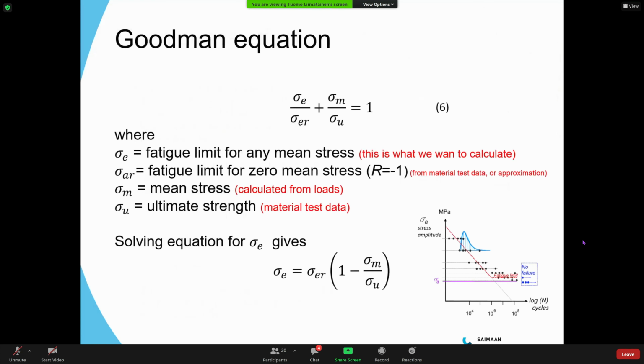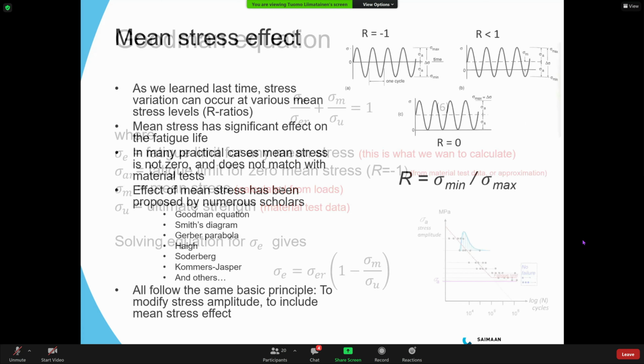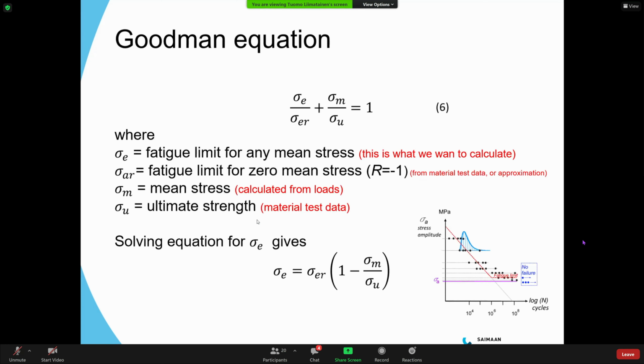And how we do that, here is the equation of the Goodman. That is something we are going to use in this course and also in your project work. If you are interested, you can find these others in the literature. And the equation is quite simple. In the equation, we have this term for the fatigue limit for any mean stress, and that is something we want to calculate. This is something that we want to know: what is the fatigue limit for our mean stress in our case? Then we have, there's an error, there should be AR. I have to fix this.